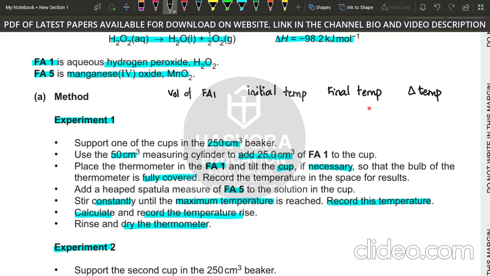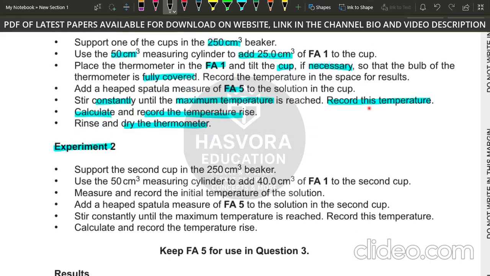Then experiment 2 is: support the second cup in a 250 cm cube beaker, and then use the 50 cm cube measuring cylinder to add 40 cm cube of FA1 to the second cup. Measure and record the initial temperature, the same thing. Then we are going to add the FA5. And remember, in this type of experiment, usually your FA5 or your solid finishes up, so you can just ask the invigilator to give you more, and they will give you.